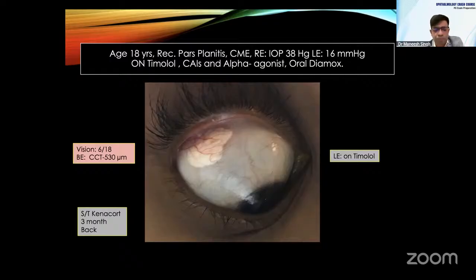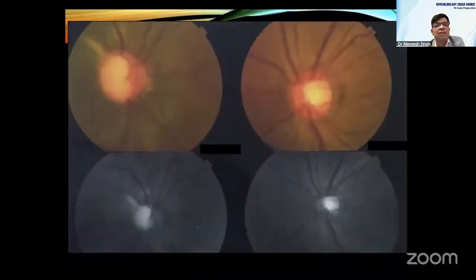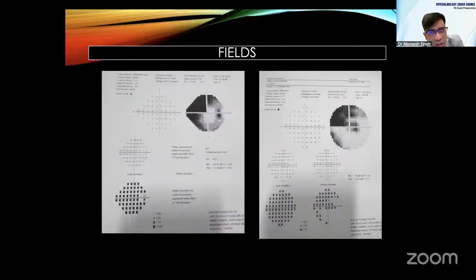The treating uvea consultant gave her all possible anti-glaucoma medication like timolol, carbonic anhydrase inhibitor, alpha agonist, oral Diamox. Still the pressure was 38 millimeters of mercury. You can see the Kenacort here. And what was even more important, that patient had already developed cupping. You can see the cupping is already there in the right eye, almost 0.8, and the patient also had a field defect.